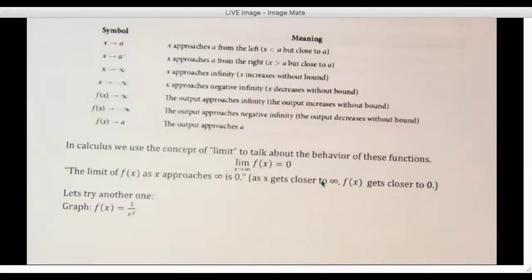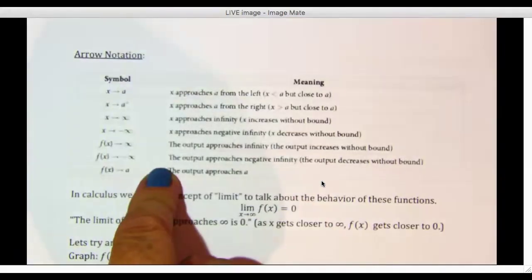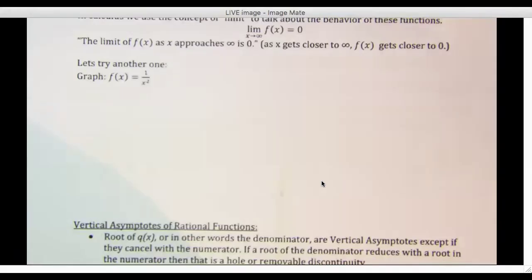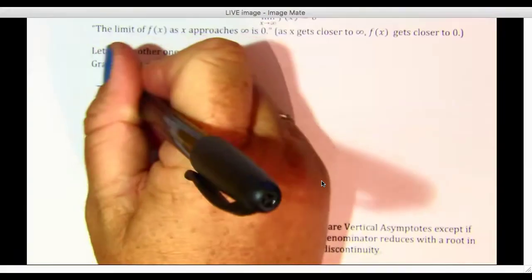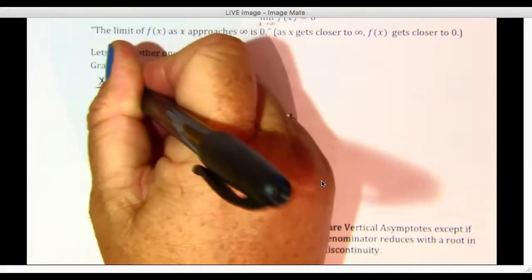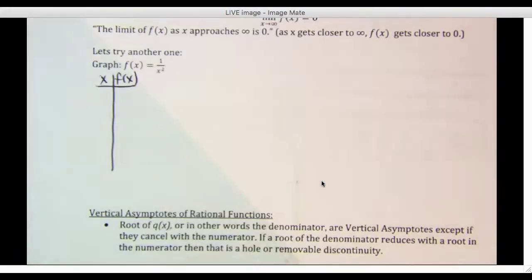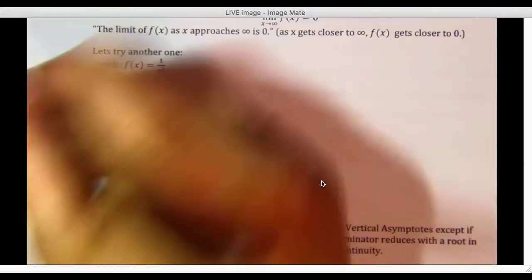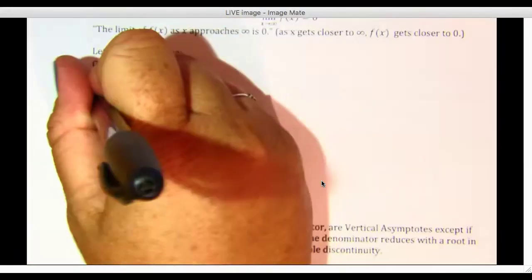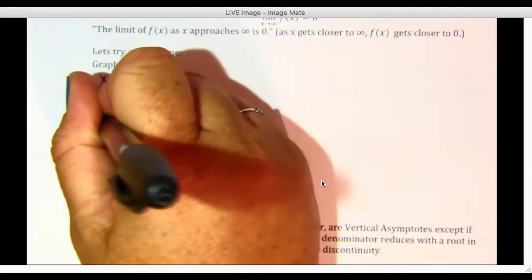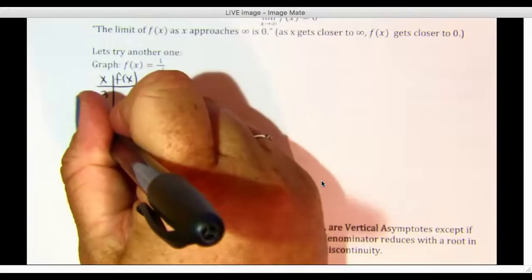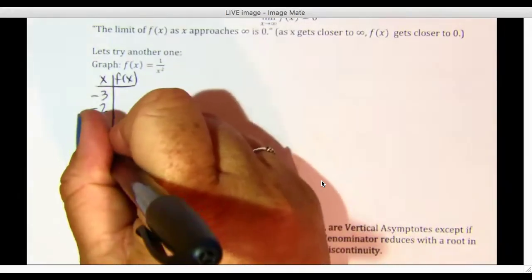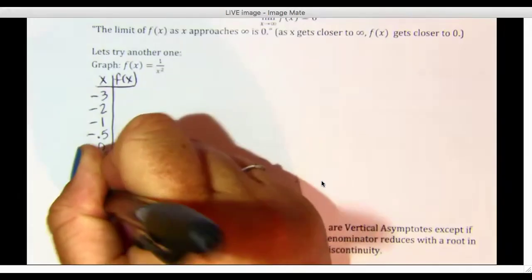All right. I'm actually going to skip over this arrow notation until we do this next graph, and then I'll come back to that. But we're going to go ahead and graph the equation 1 over x squared this time. I'm going to go ahead and make a table of points off to the side here, and I'll plug in a few points. I'm going to plug in, let's say, -3, -2, -1, -0.5, 0.5, 1, 2, and 3.